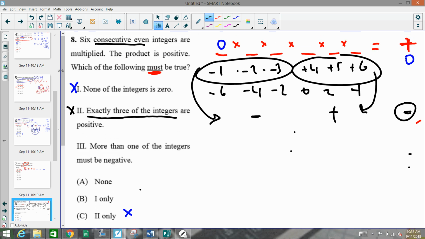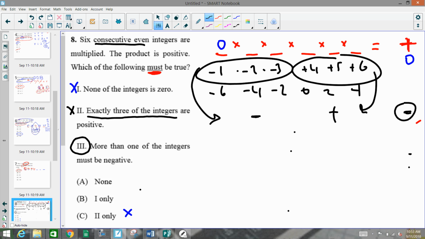And last choice. More than one of the integers must be positive. Yes. More than one integers must be positive. Here it's two. Yes, more than, yes, what do you think? What do you think? Explain. Okay, so one only because we're on here. Three. Explain.